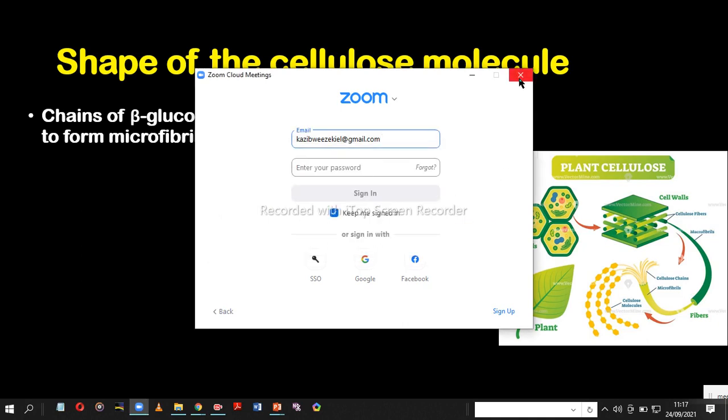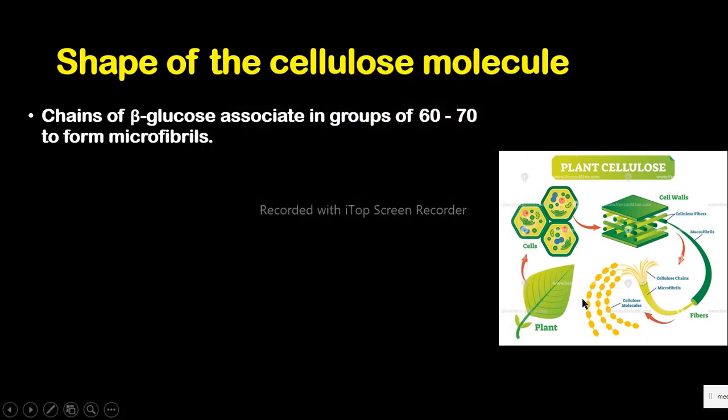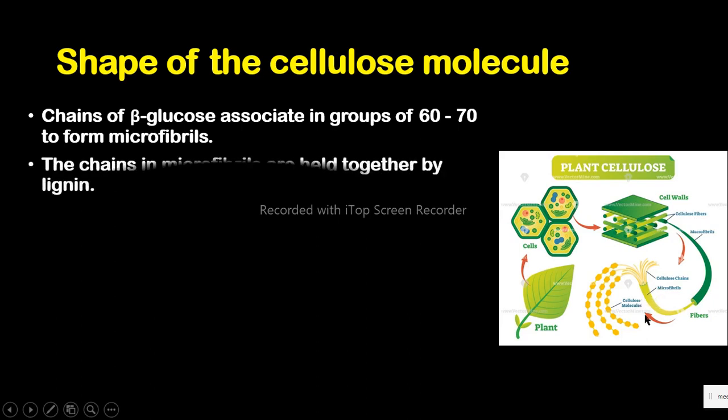So that's what I was telling you. To form very many fibers, to form microfibers. Are you seeing? Now these microfibers, they will associate also very many, but they must have a binder.